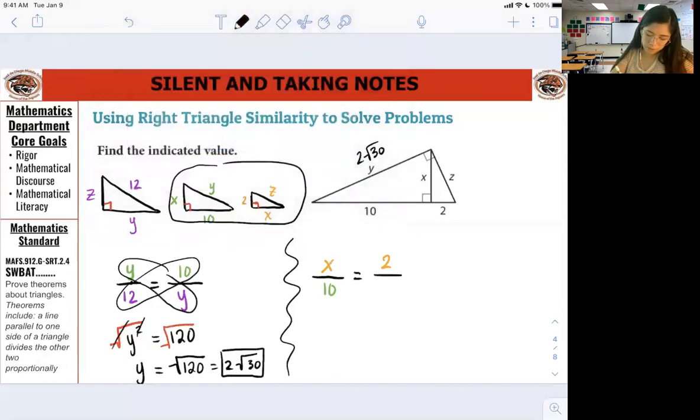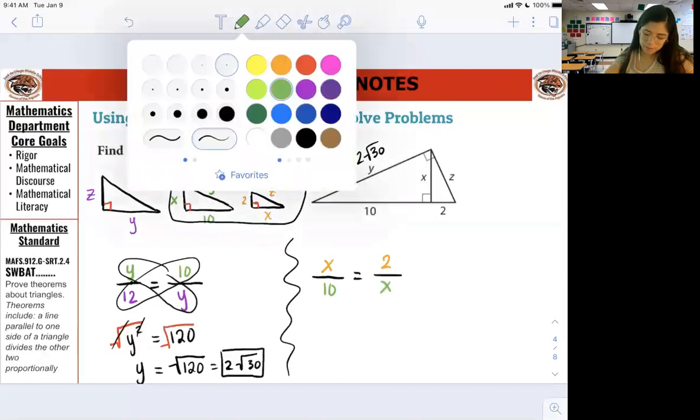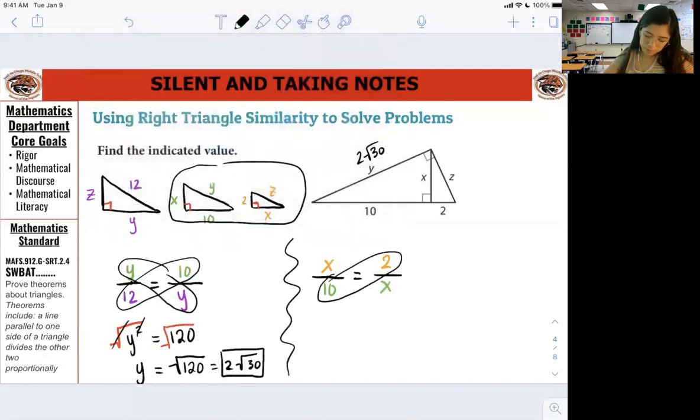Oops. 2 over x. Good. Small over big, small over big. We're good to go. Cross multiply. What do we get? Good. Now I'm just going to write it the other way, Perla. So I'm just going to write x squared equals 20. But you could write it both ways.